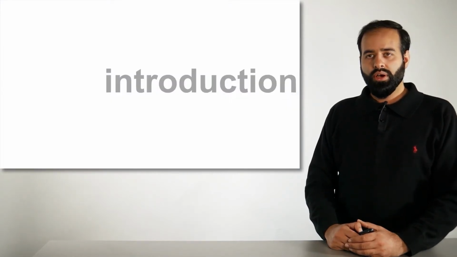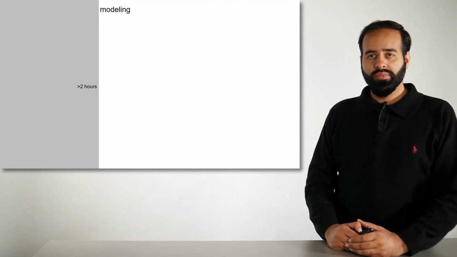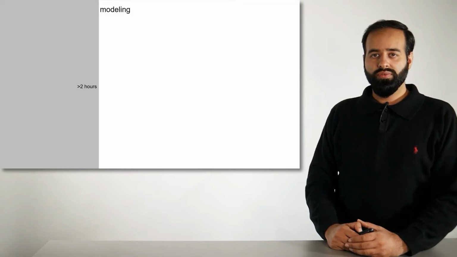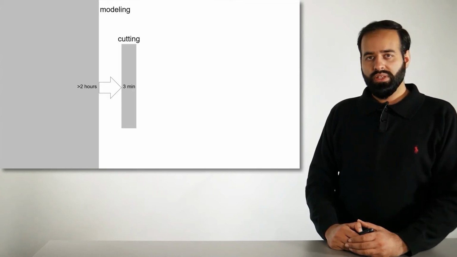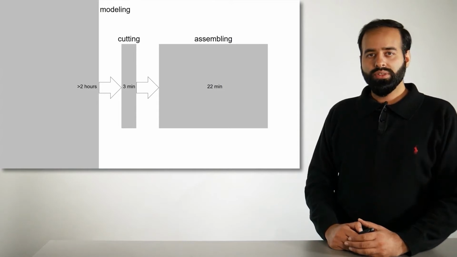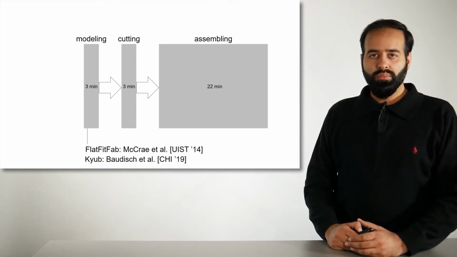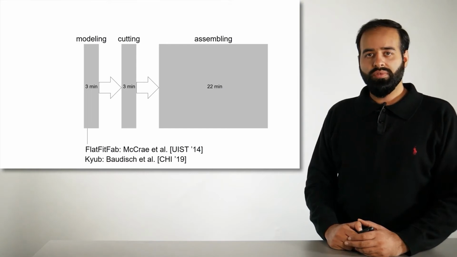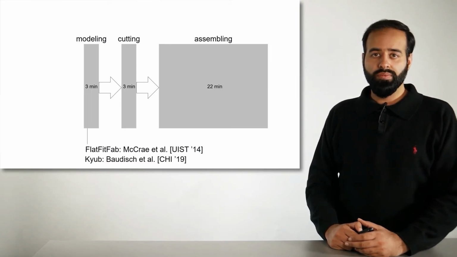If we build a chair model using the traditional laser cutting workflow, it would take a long time to model the individual plates. Then cutting is really fast, and then assembly would take some time. But with software like FlatFab and Cube, modeling for laser cutting has also gotten fast. And what we see now is that the step of assembling, which was previously negligible, becomes the bottleneck. To further speed up the process, we need to increase the assembly speed.